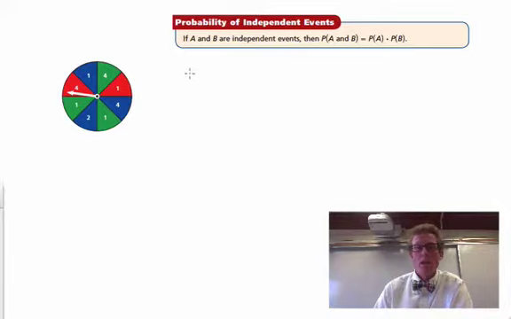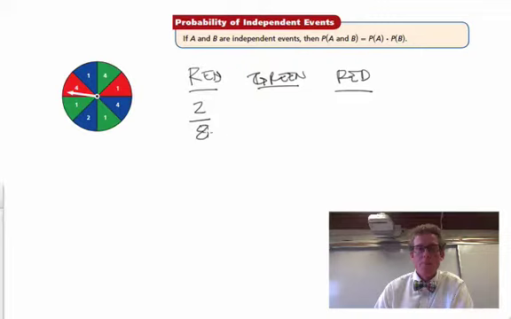Another example we could look at is, say we want to spin first a red, then we want to spin a green, and then we want to spin a red again. So what's the probability that we'll spin red, green, red? Okay, first of all, we already figured out the probability of a red. That's going to be 2 in 8. And then spinning a green, well, that's going to be 3 in 8. And then again, spinning a red is going to be 2 in 8. And remember, each time I do one of these spins, I'm not adversely affecting the probability of the next round.